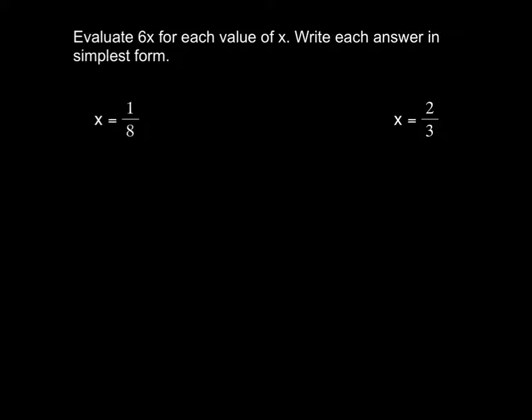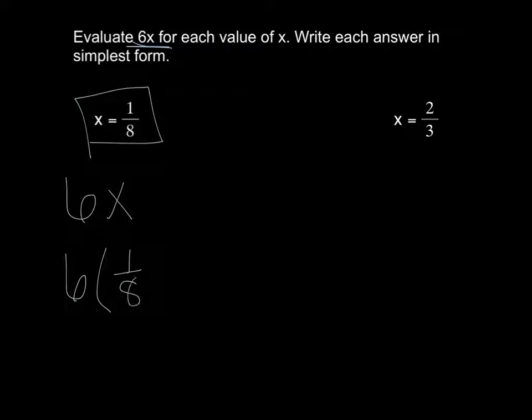So, evaluate 6x. So that's what we're going to start with. That's our problem, 6x. And we know that x equals 1/8. Okay, so instead of x, I'm going to put 1/8 in for x. And we know that this is showing multiplying. So I, again, would do 6 over 1 times 1 over 8. And I would get 6/8.